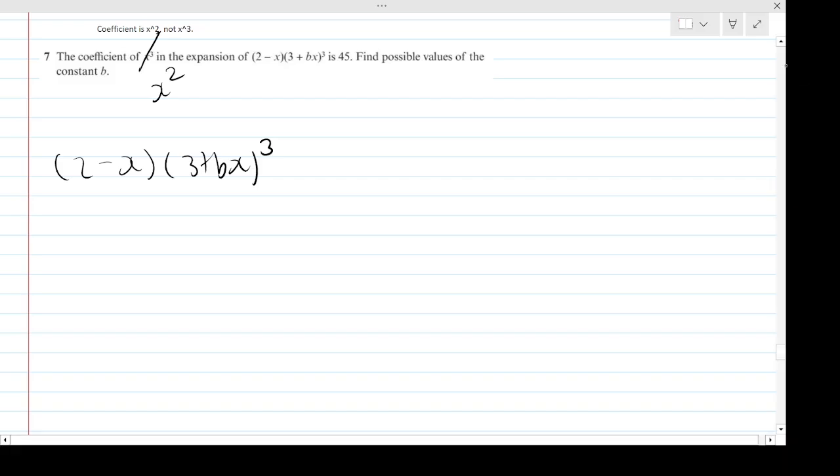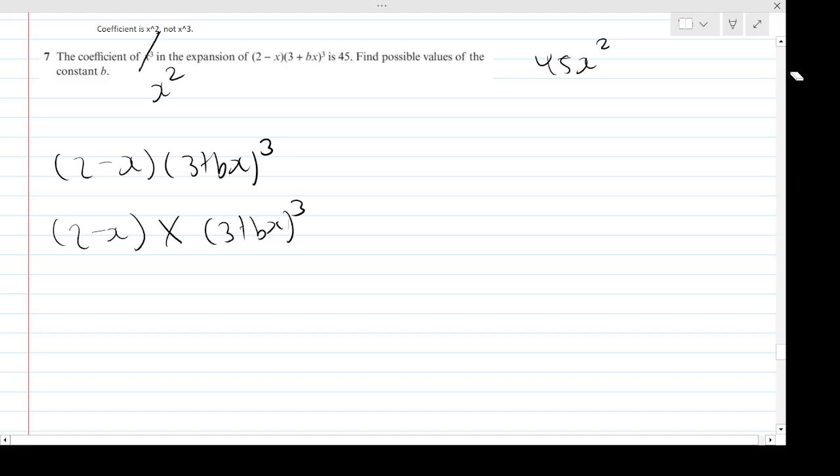so firstly, the coefficient of x squared is 45. That means we need 45x squared, right? That tells us then we need to consider the x squared term of this whole bracket here. Now, that's essentially saying we're timesing them together, right? We can look at this as saying 2 minus x times 3 plus bx cubed, right? Because they're close together. There's a hidden times in, right?